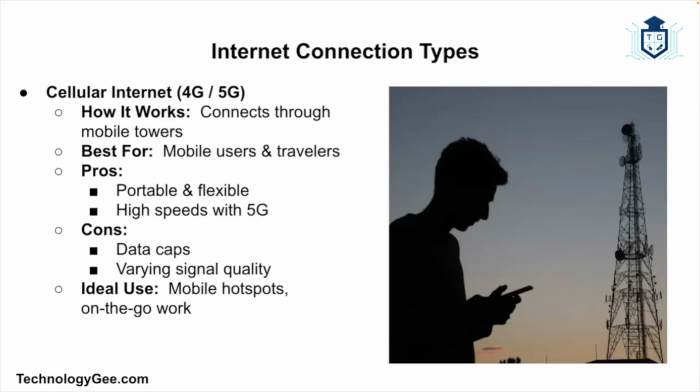Next is cellular internet connection, and this is your smartphone's internet connection. How it works is your smartphone connects to a mobile tower using LTE or 5G. And where this shines the most is when you are on the go in areas with good cell coverage.